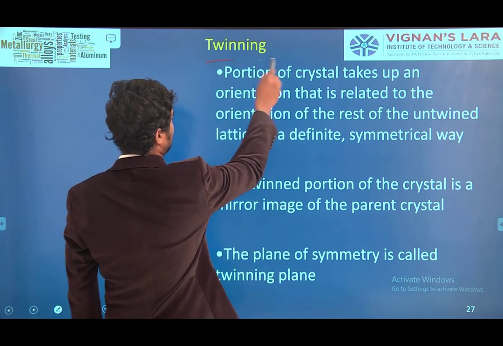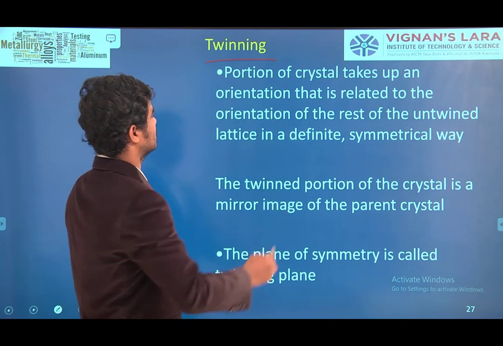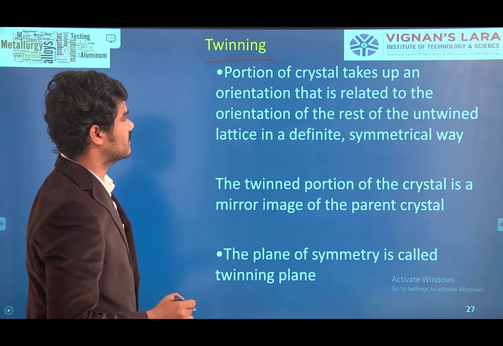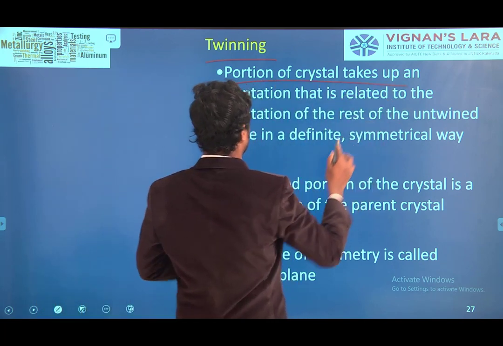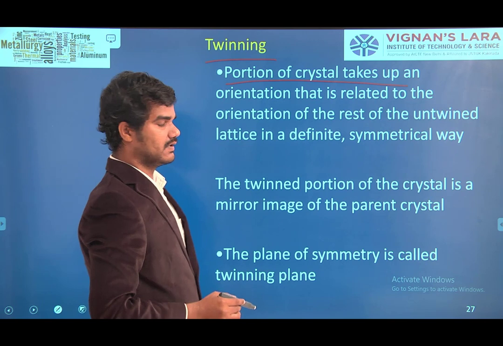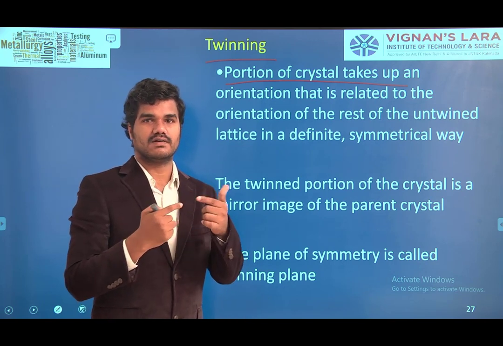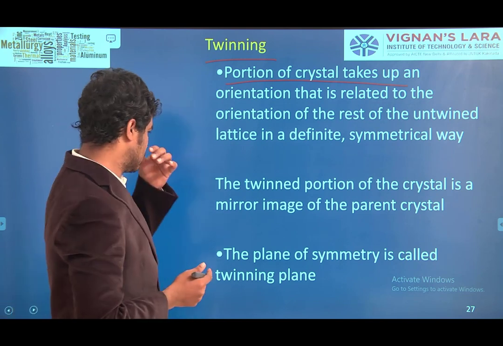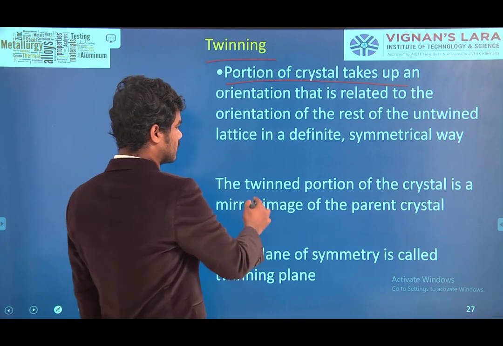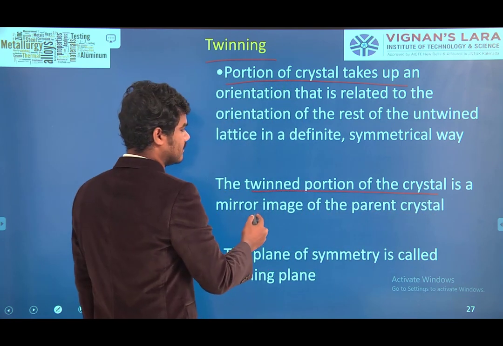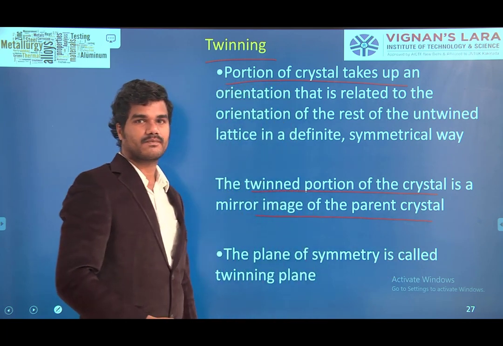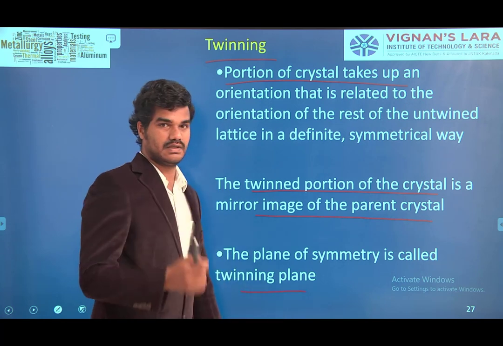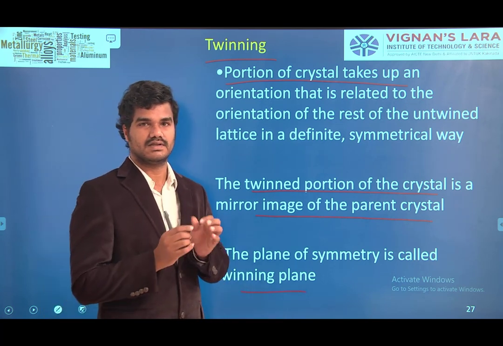Twinning. What is twinning? A portion of the crystal takes up an orientation that is related to the orientation of the rest. Okay? Some portion of the crystal only will change, will move. So that is twinning. The twinned portion of the crystal is a mirror image of the parent crystal. Okay? The plane of symmetry is called the twinning plane. The plane in which the twinning is happening is the twinning plane.